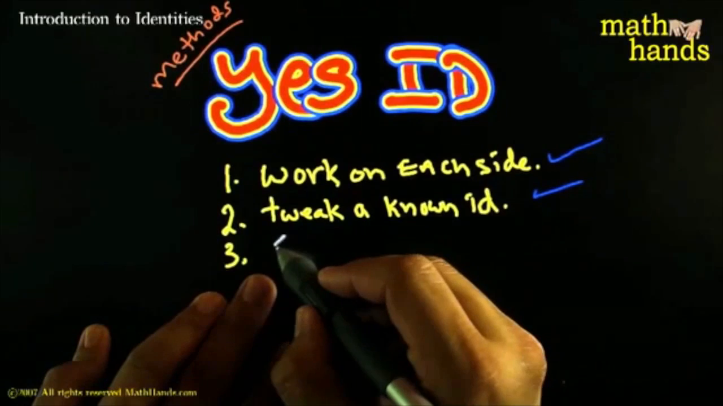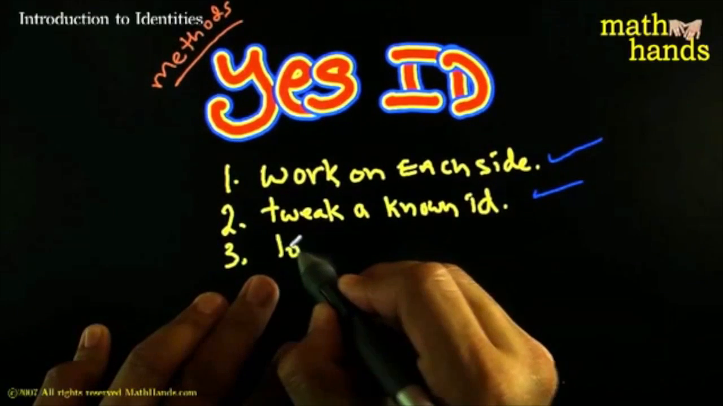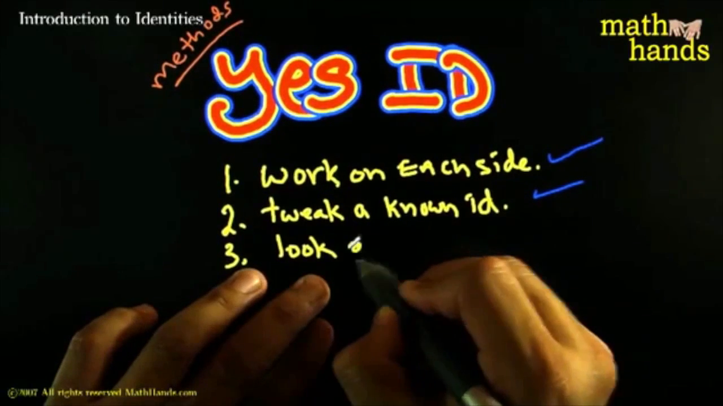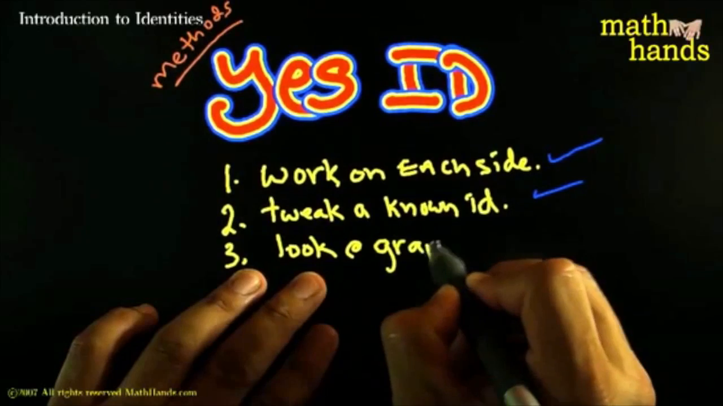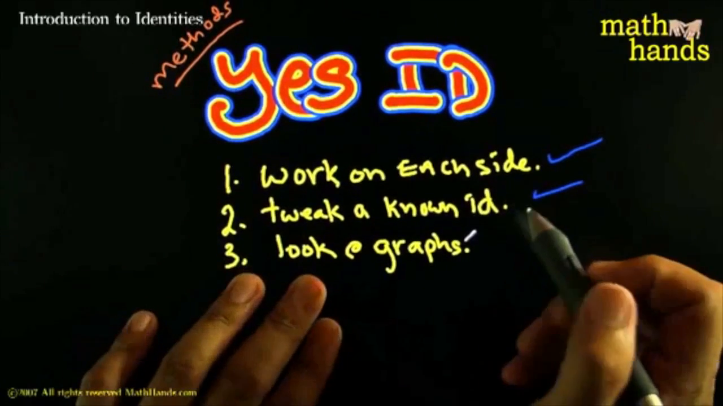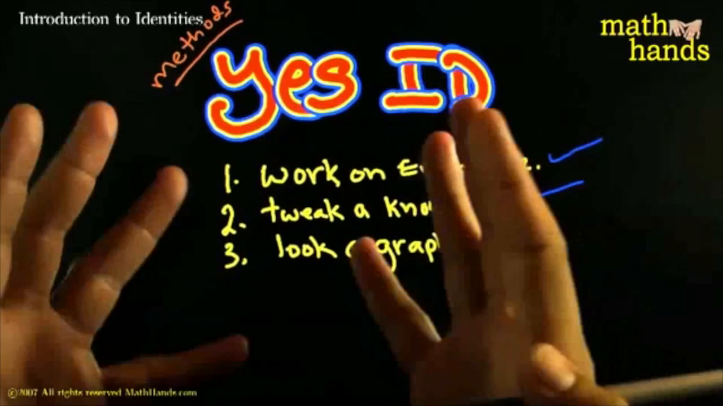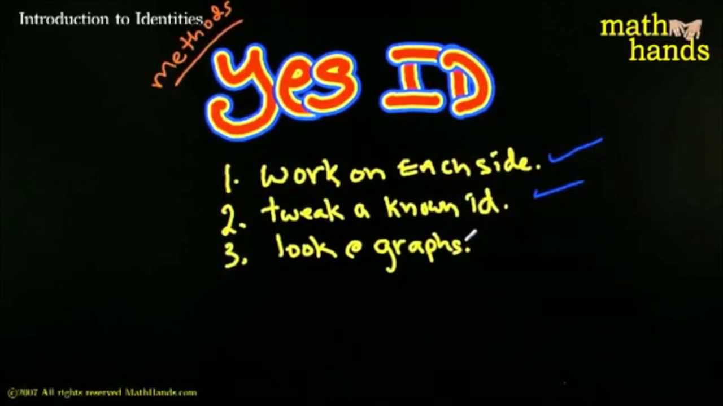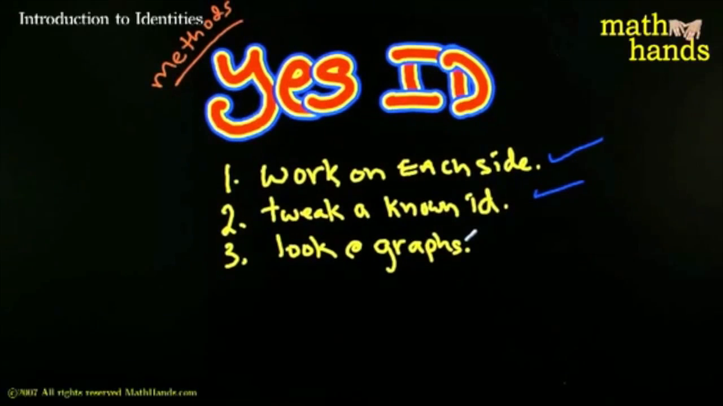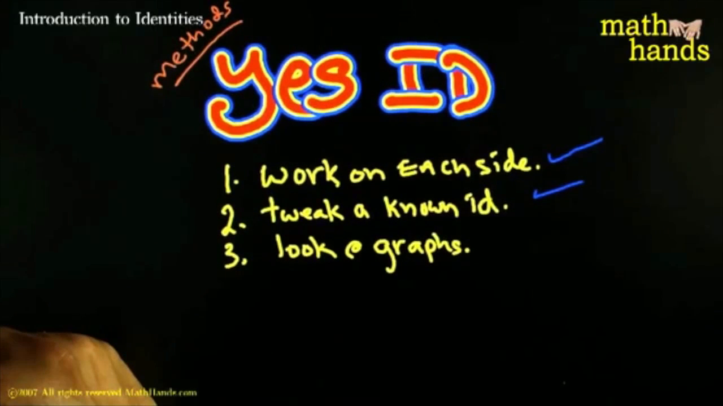Okay, the third method that we will consider is looking at the graphs. Often, looking at the graphs provides a very compelling, convincing, and logically penetrating argument to establish identities. Let me show you. Don't worry, I got your back. Let me show you.